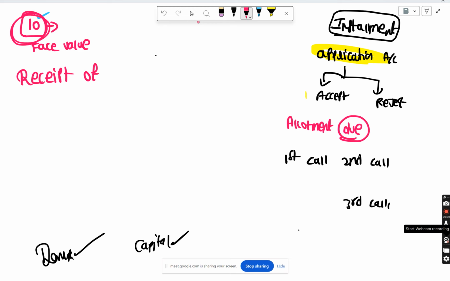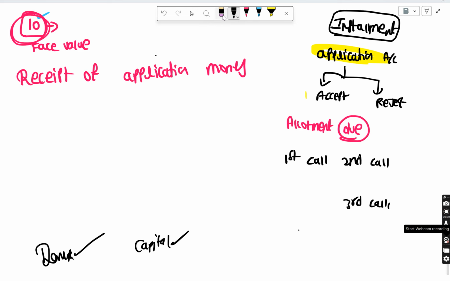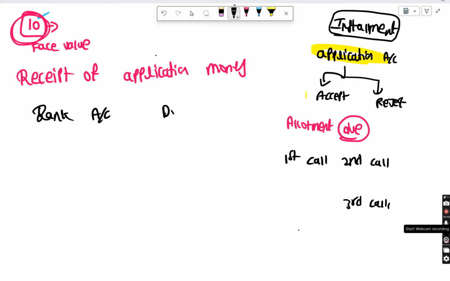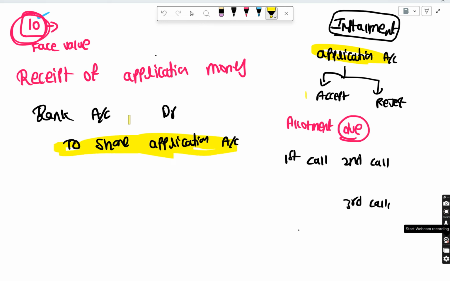Now start with receipt of application money. We are receiving the application money. What is the journal entry? Bank account debit to share application account. Yes. So the next entry is share application to share capital account. So I'm receiving the money and putting it in a dummy account. What is the dummy account here? Share application account.